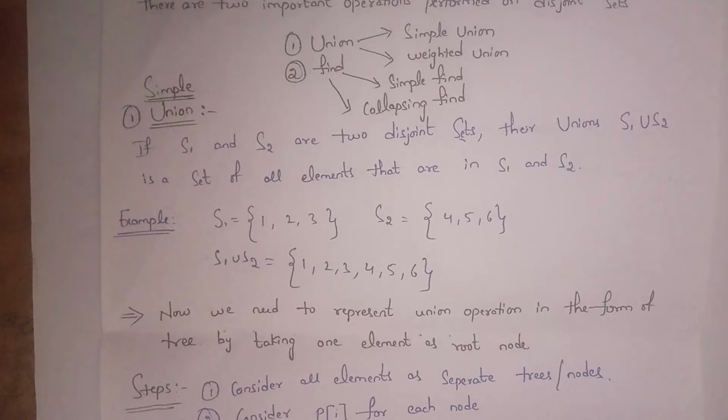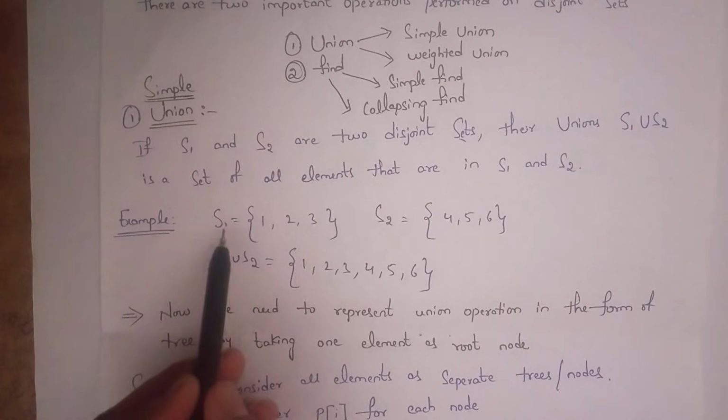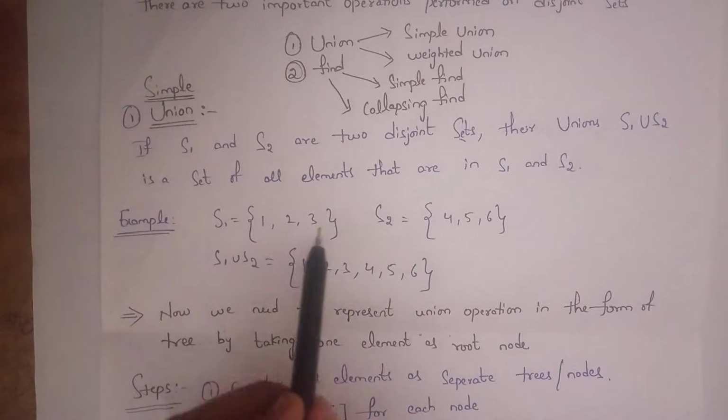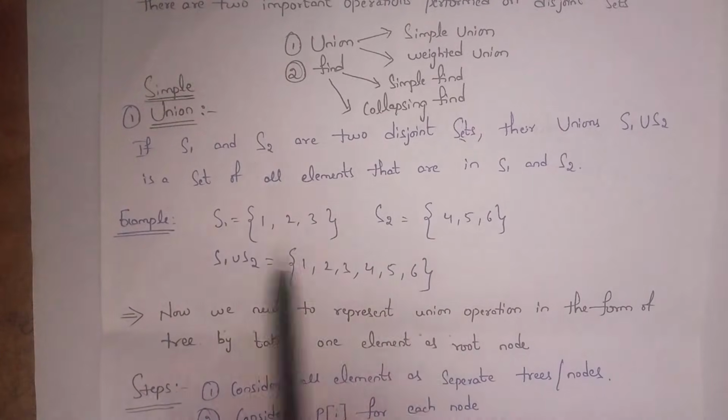At first, you need to take two disjoint sets. I have written S1 equal to {1, 2, 3} and S2 equal to {4, 5, 6}. There are no common elements between these two sets, so we call S1 and S2 disjoint sets.